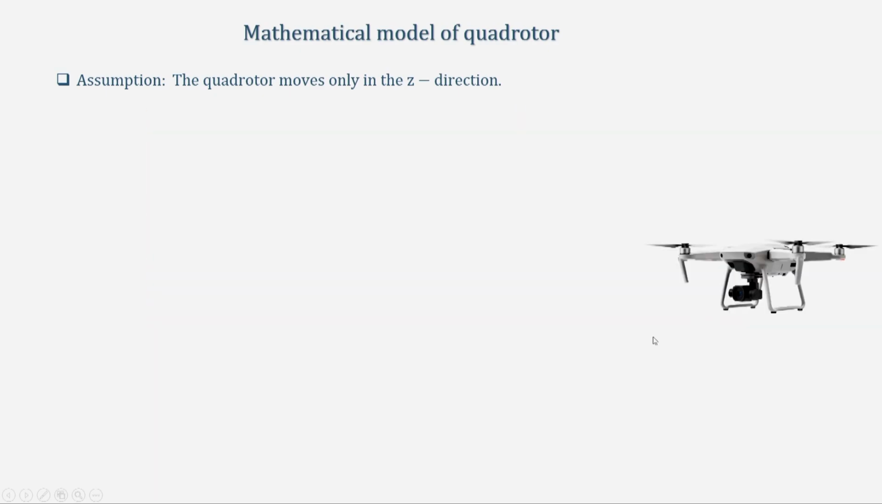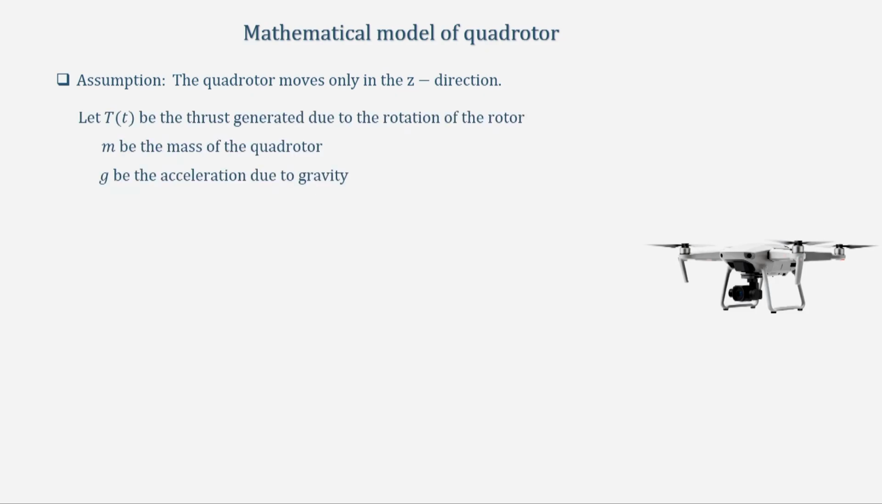For that we will define certain variables. The first variable being the thrust, which is being generated due to the rotation of the quadrotor propellers. So capital T is that, and here the independent variable is time, because over time the thrust will change. If we change the speed of the rotors then the thrust will also change, and hence we are saying that the thrust variable here is dependent on time. M is the mass of the quadrotor, g is the acceleration due to gravity.